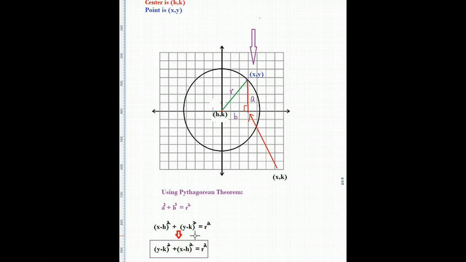Now all we have to do is use the Pythagorean theorem. a squared becomes (y minus k) squared. b squared becomes (x minus h) squared. And r squared is r squared. In the Pythagorean theorem, it's really c squared, but I used r squared all the time.